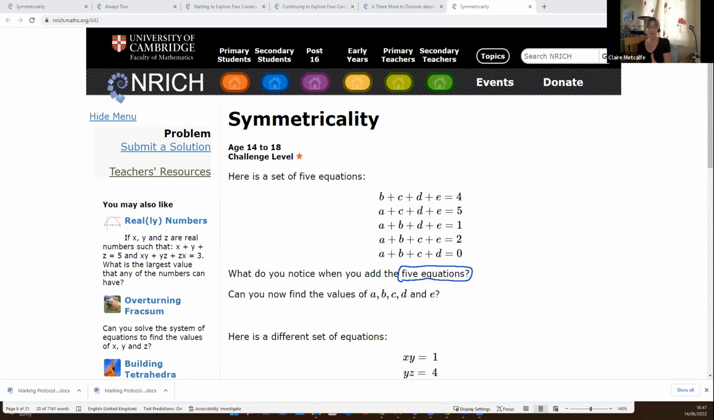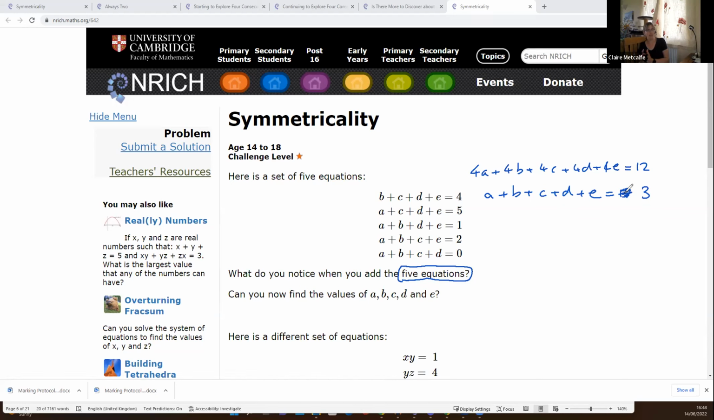unknowns. And as Melanie said, if you add together all 5 of these, you're going to get 4 lots of A plus 4 lots of B plus 4 lots of C plus 4 lots of D plus 4 lots of E equals 12. And as Hcode has said, you can then divide by 4 and get this. That might be better. Okay, can you use that to work out what's probably easiest? What's the value of E?